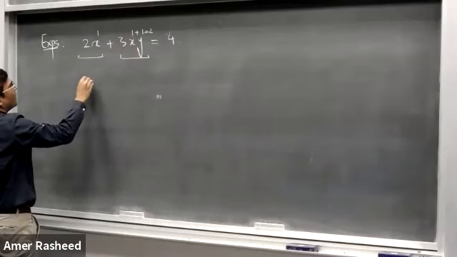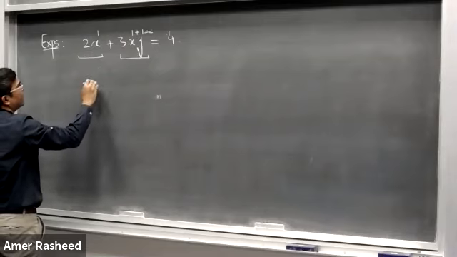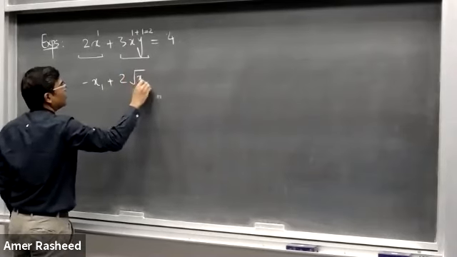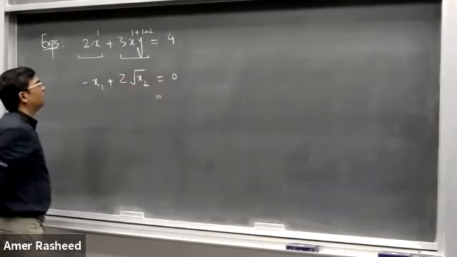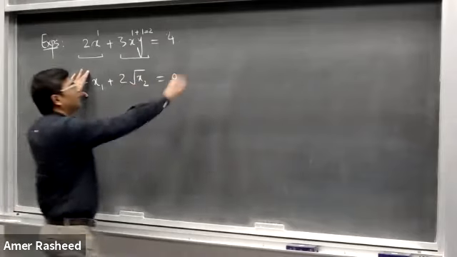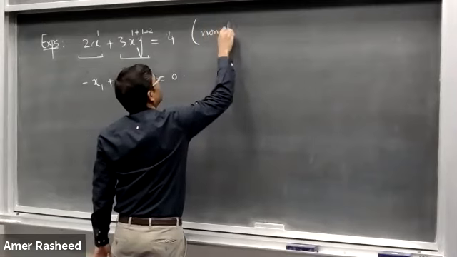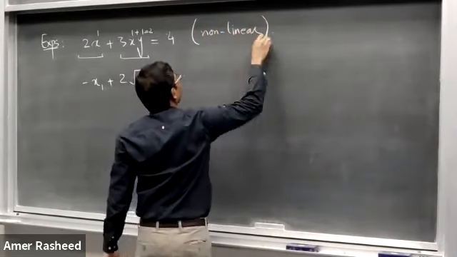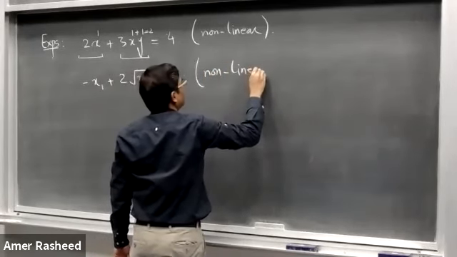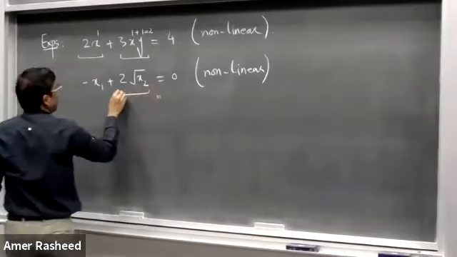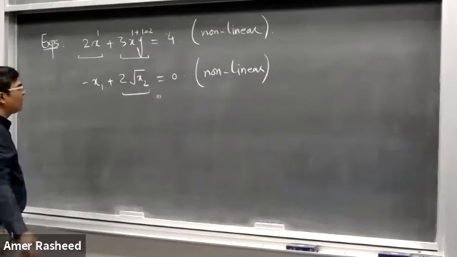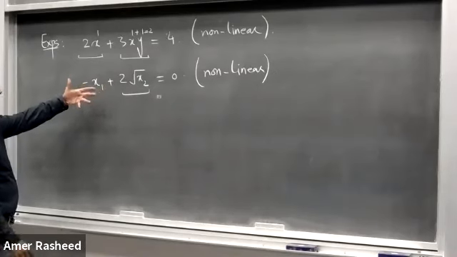Another thing, maybe you can say minus x1 plus 2 square root of x2 is equal to 0. So this is again not a linear equation. An equation which is not linear, you can call it non-linear. It is non-linear because the second term involves x2, whose power is 1 by 2, not 1. So this is again not a linear equation.